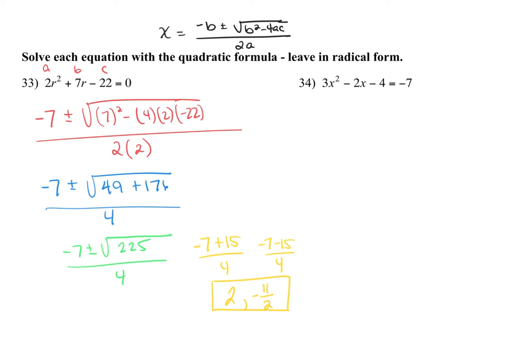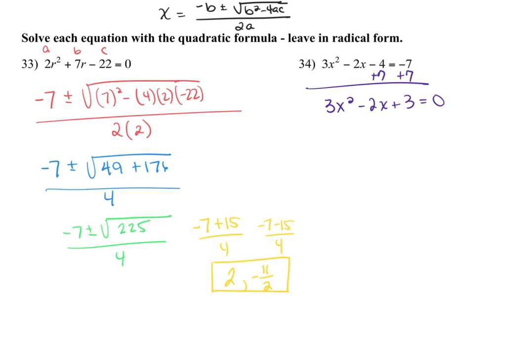So remember, it has to be equal to 0. This one is not. So before I ever start my quadratic formula, I have to add that 7 over. And then my A, B, and C will be determined from when it is equal to 0. So this is going to be 3x squared minus 2x plus 3 equals 0. Now I'm ready to do my quadratic formula. So do not do the quadratic formula until you have it equal to 0, or you will have the wrong numbers as your A, B, and C.